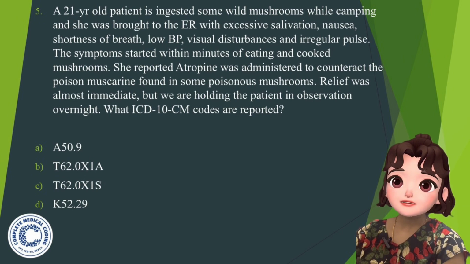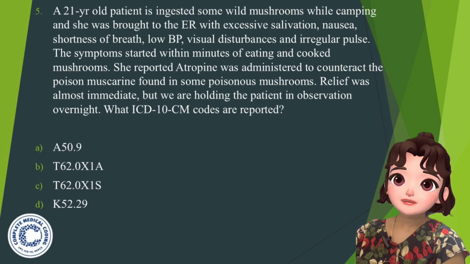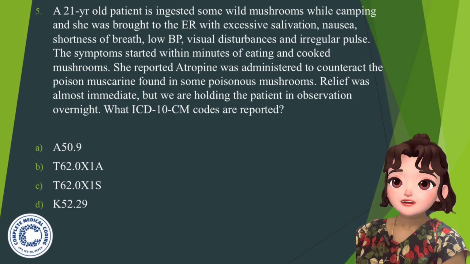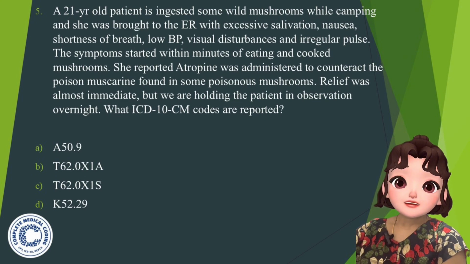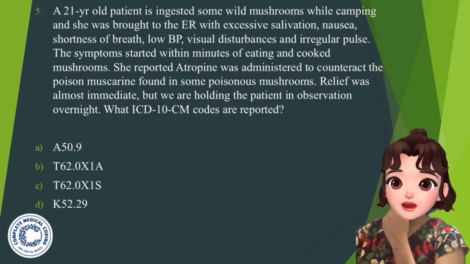Let's go to the options. The first code, A50.9. What is A50.9? A50.9 is congenital syphilis, unspecified. This is not syphilis, so that's wrong. And also congenital is mentioned. So it's wrong. What is option B?